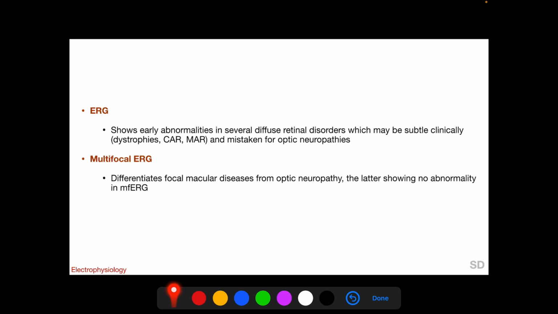Electroretinography shows early abnormalities in diffuse retinal disorders, which may be subtle clinically, like cancer-associated retinopathy, melanoma-associated retinopathy, and some dystrophies. And these can be mistaken for optic neuropathies because they are subtle in ophthalmoscopic features in the initial phases. Multifocal ERG differentiates focal macular diseases from optic neuropathy. Optic neuropathy does not show any abnormality in multifocal ERG.